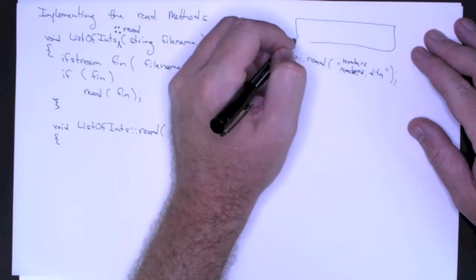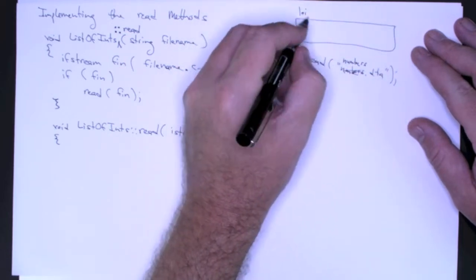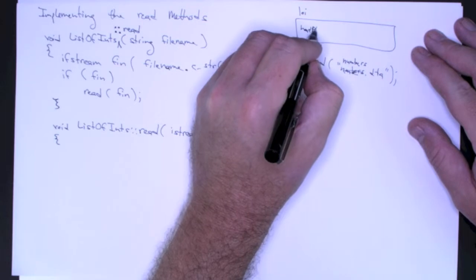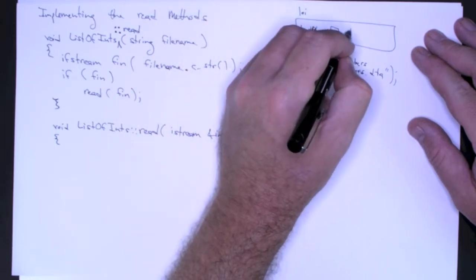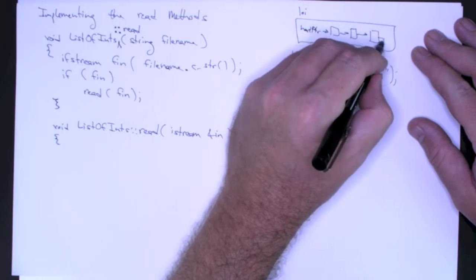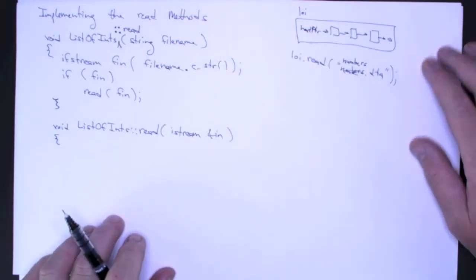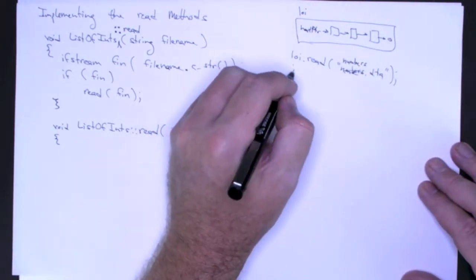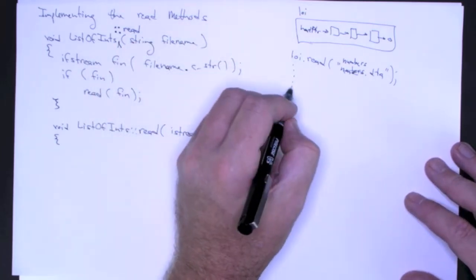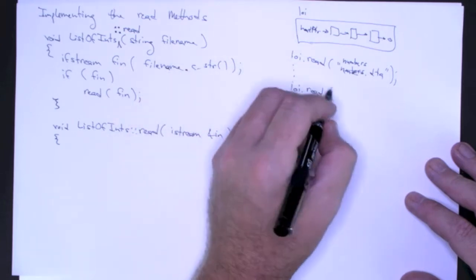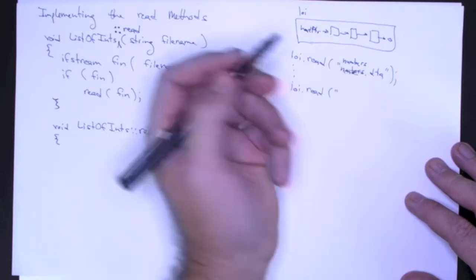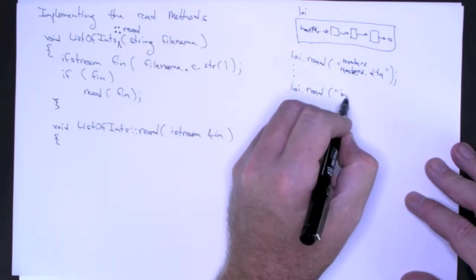And let's just say that there are only 3. Okay. And let's say a few statements below that, I call read again. Or someone using your class calls read again, maybe on the same file, maybe on a different file.